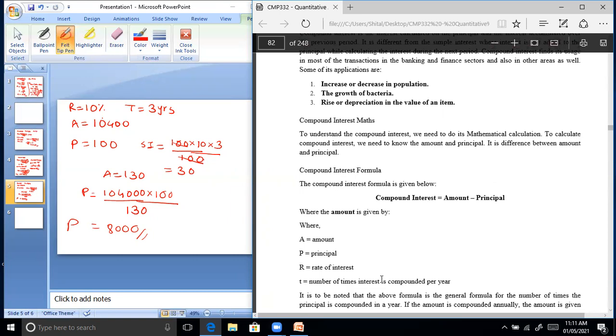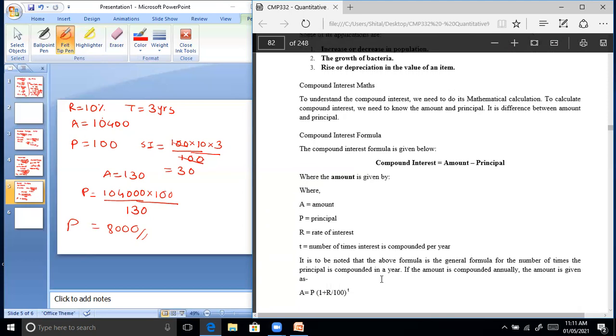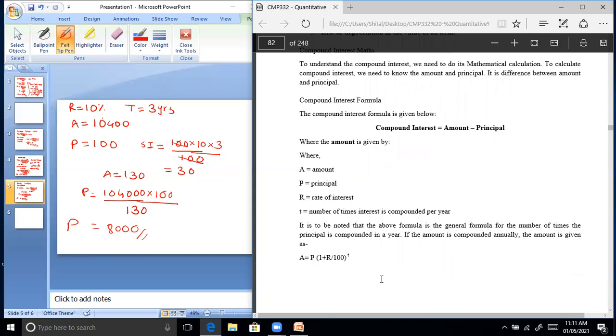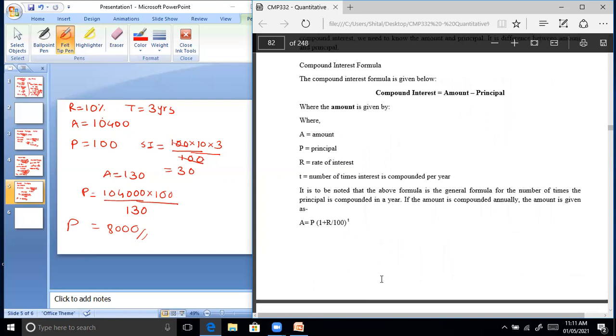So to understand compound interest, we need to do its mathematical calculations. To calculate compound interest, we need to know the amount and principal. It is the difference between amount and principal. So this is the formula: compound interest equals amount minus principal, where A is the amount, P is the principal, R is the rate of interest, and T is the number of times interest is compounded per year. It is to be noted that the above formula is the general formula for the number of times the principal is compounded in a year.